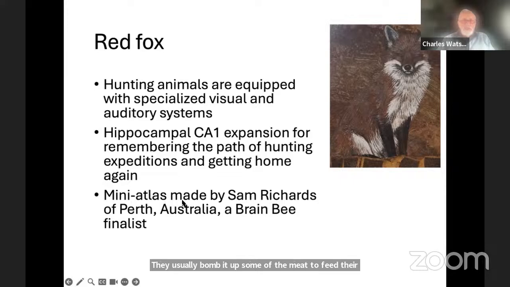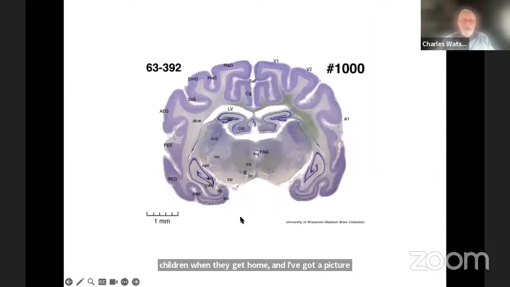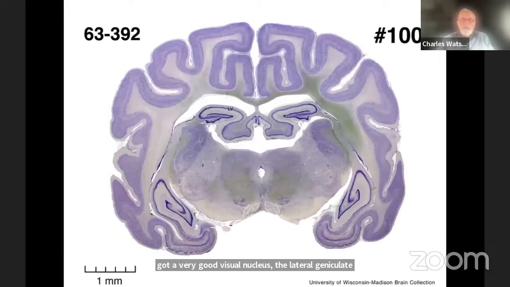And I've got a picture here from a mini atlas made by Sam Richards, who's actually a Brain Bee finalist, which is terrific. Here's a picture near the front of the red fox brain. I'm going to show you a slightly enlarged one in a minute. The big features I want you to see are a very good visual nucleus, the lateral geniculate in their thalamus, and an interesting expansion in their hippocampus. I'll show you a bigger picture of it.